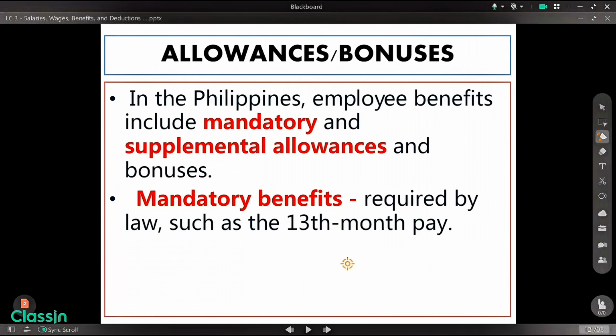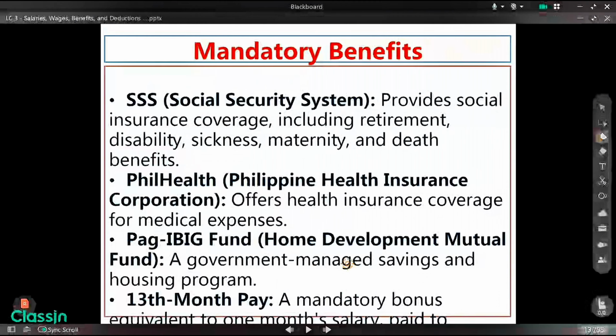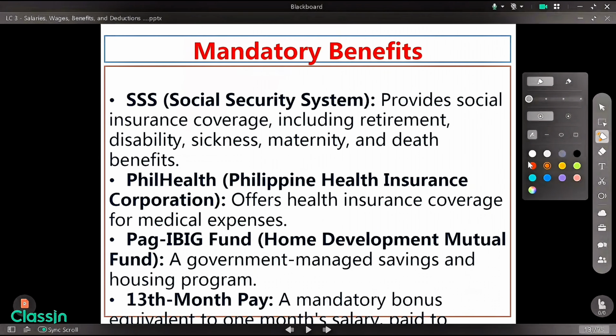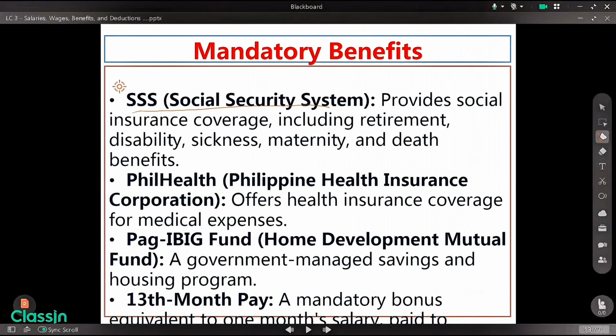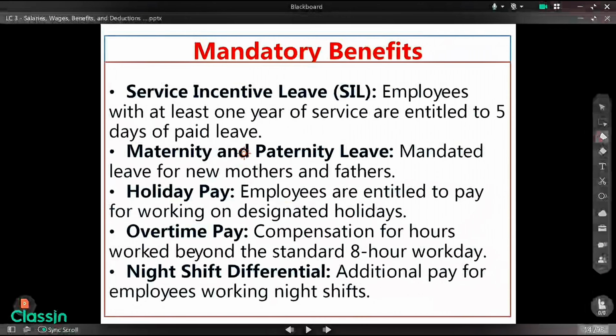So what are mandatory benefits? These are required by law, such as the 13th month pay, or mandated by law. So what are they? We have here SSS, which provides social insurance coverage, including retirement, disability, sickness. Don't worry because we are going to discuss this further in our next video. And of course, we have here PhilHealth, Pag-ibig, and 13th-month pay. And of course, we have what we call service incentive leave.